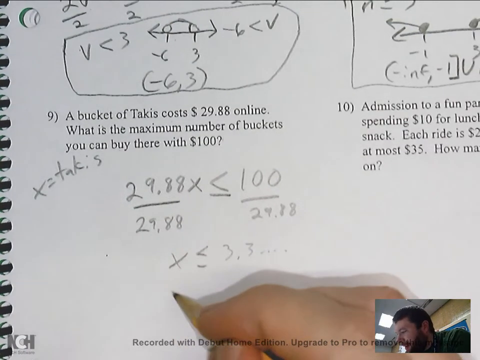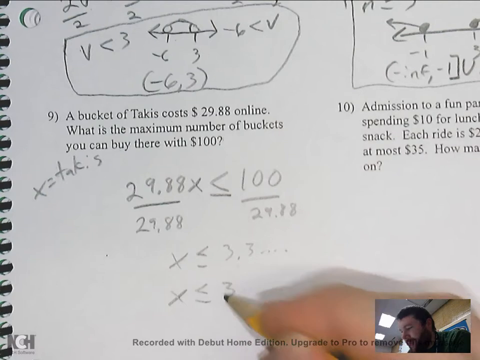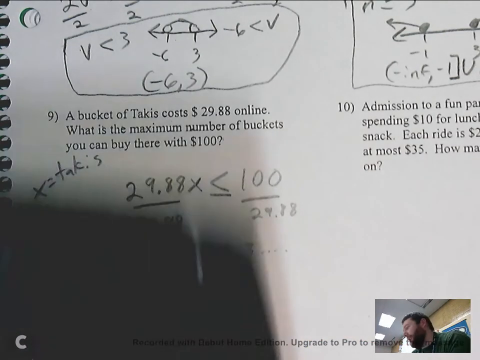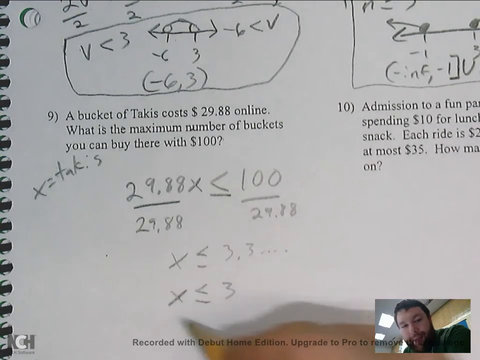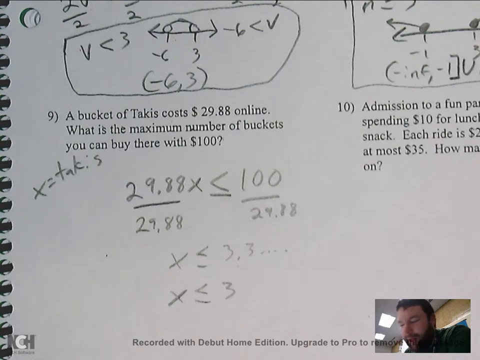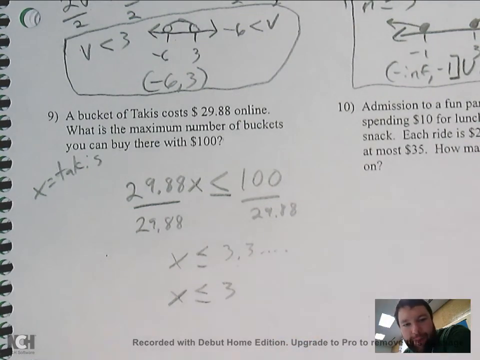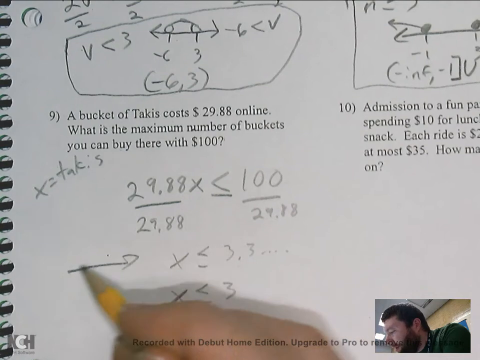But wouldn't it be more accurate to say X is less than or equal to 3? Because can you buy 0.3 of a bucket? No, it's going to be sold in just buckets, right? So this would be the more accurate way of doing it. I know on our quizzes, we usually allow for the decimal answers as well, but this is the more accurate answer right here. So X is less than or equal to 3, so we would graph it.